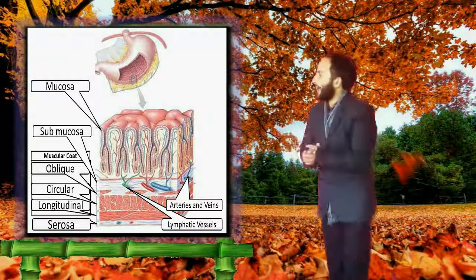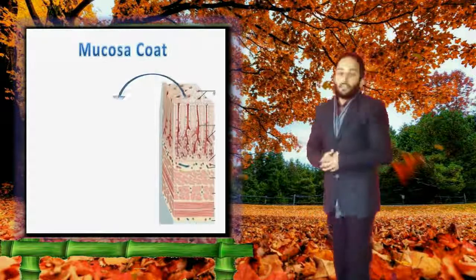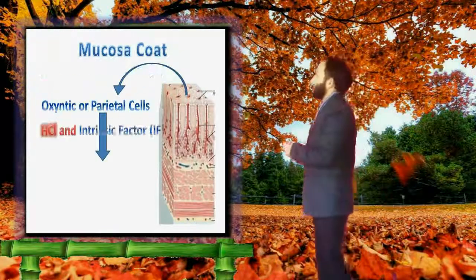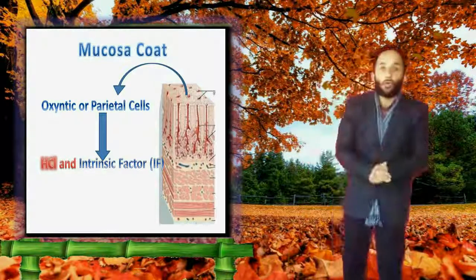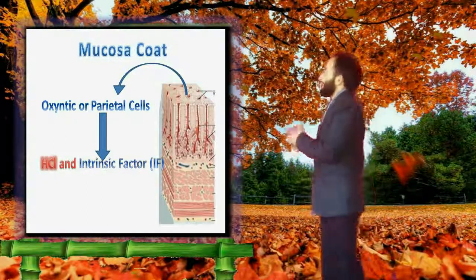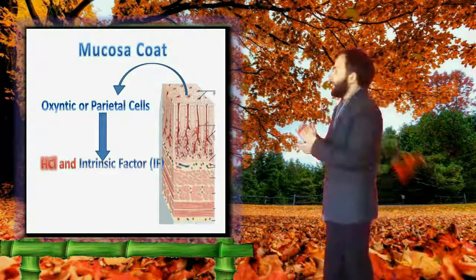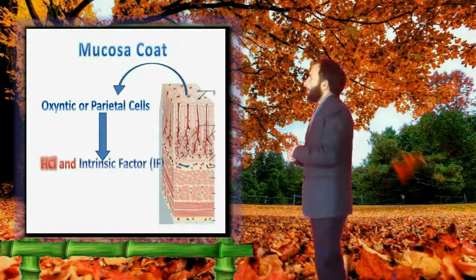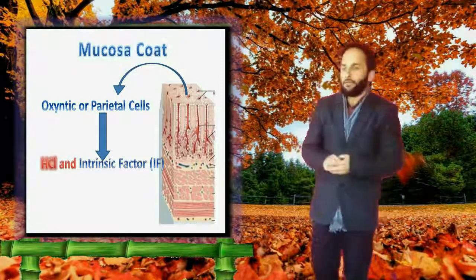The glands have 3 types of cells: oxyntic or parietal cells. These cells produce dilute hydrochloric acid. They also produce intrinsic factor or gastric intrinsic factor, GIF, that helps in the absorption of vitamin B12.